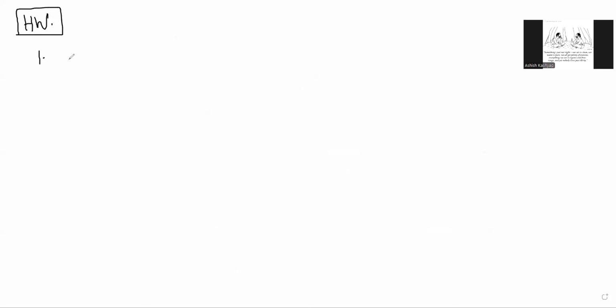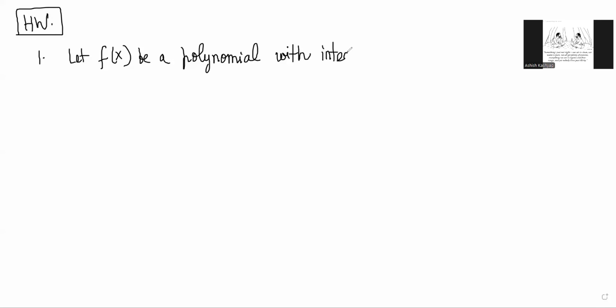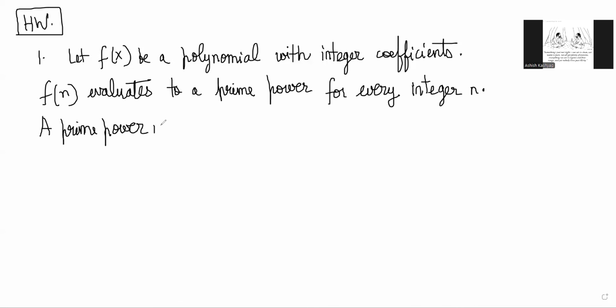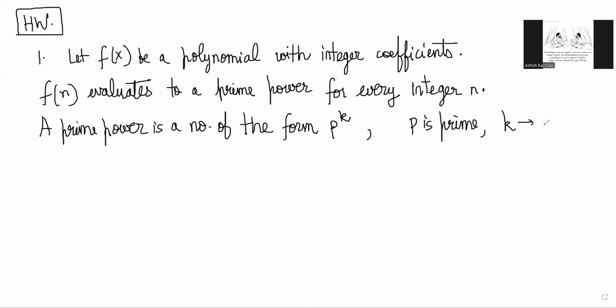Try this problem as homework. Let f of x be a polynomial with integer coefficients. f of n evaluates to a prime power for every integer n. Basically, what is a prime power? A prime power is a number of the form p power k, where p is prime and k is a positive integer.